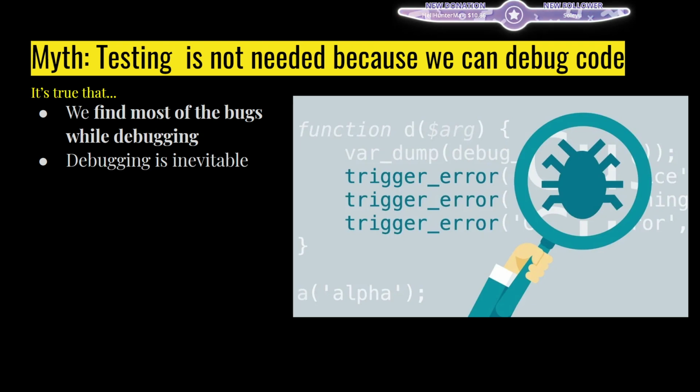Next, it's not even an argument, but people say debugging is a skill that you should be proud of, that is very useful. And I don't argue with that. Some people say, I don't write tests because I can just debug, but that also doesn't matter. Debugging is inevitable, and that's a fact. You will debug the code.